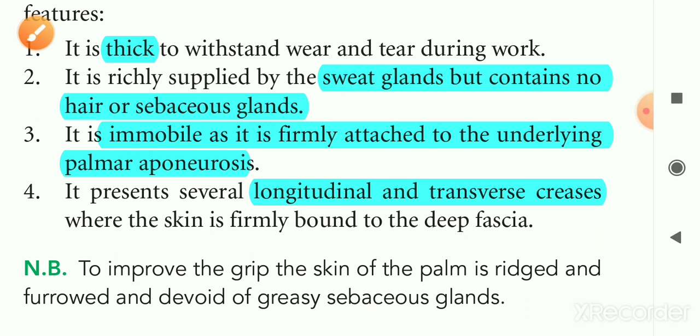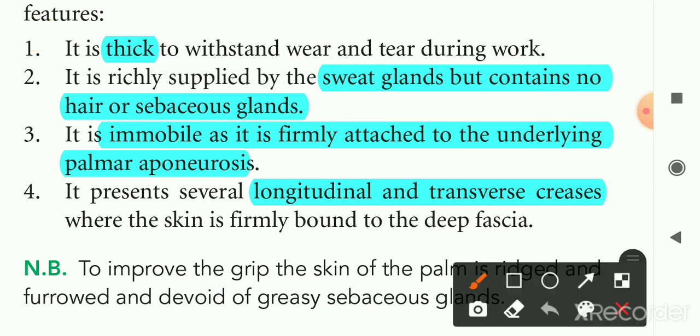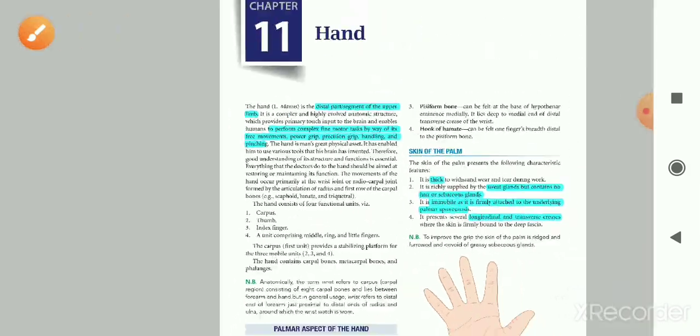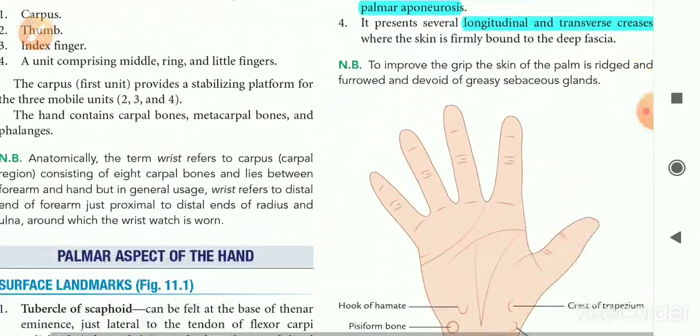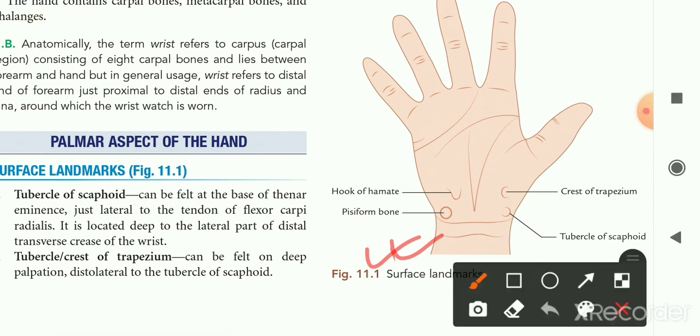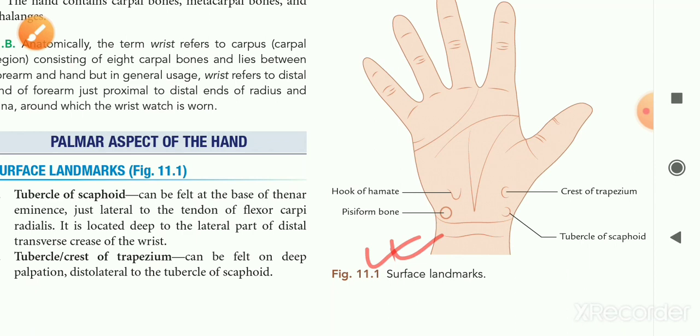And the skin of the hand also possesses some skin creases, some longitudinal and some transverse. So these are some special characteristics of the skin of the hand. Okay, so these are some creases, some horizontal creases and some longitudinal creases.